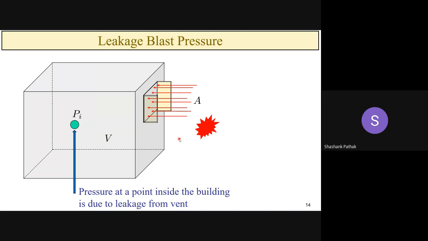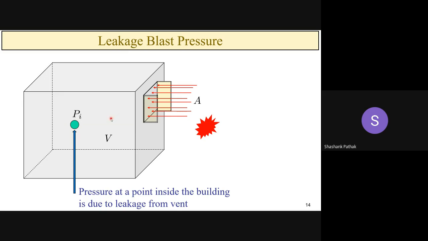So let us understand how the pressure inside that room will vary because of this kind of leakage blast. Please be very attentive now, because this will involve some calculations that will be very useful. Suppose this is a point PI that you see here, where we are interested in computing the pressure at a point inside the building due to leakage from the vent. There are some approximate methods and some advanced methods. Advanced methods depend on computational fluid dynamics, which we are not covering in this course. In this course, our target is to understand the design approaches used in different consulting firms and protective design technologies.